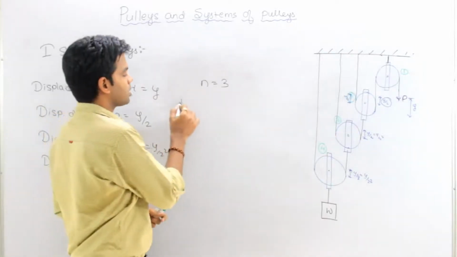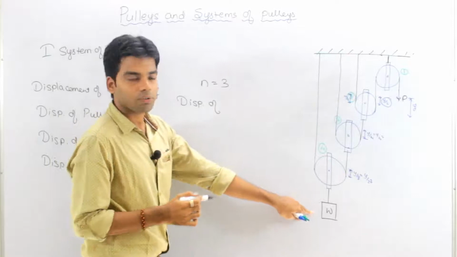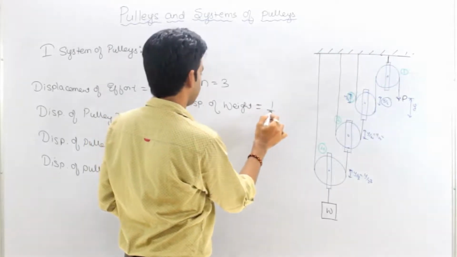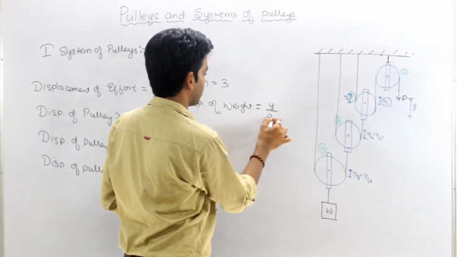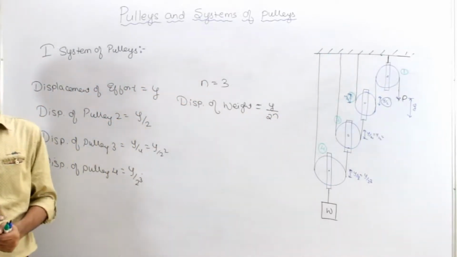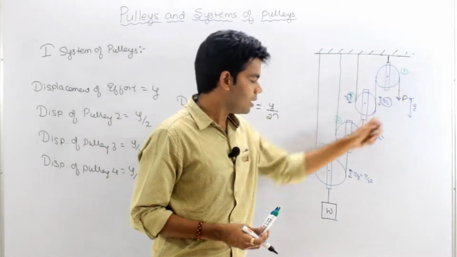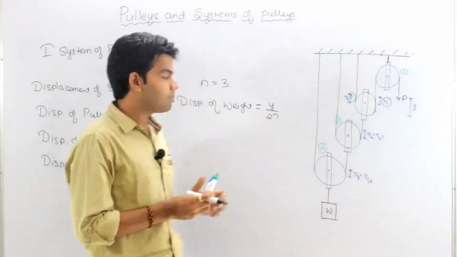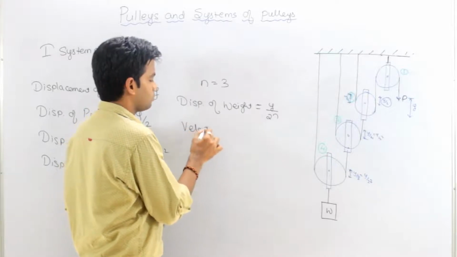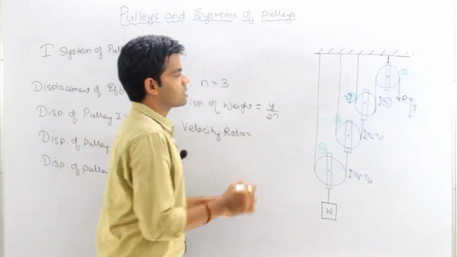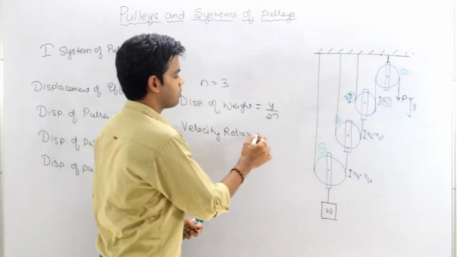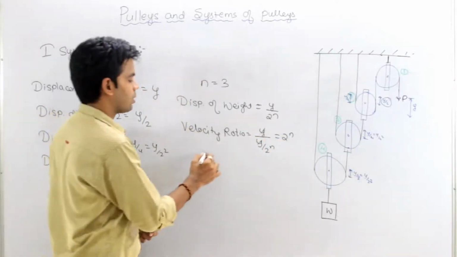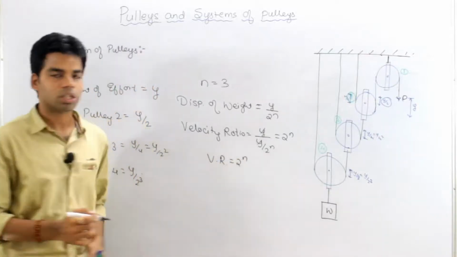So the displacement of the last pulley, or you can say the displacement of this weight W, will be equal to y by 2 raised power n for n number of movable pulleys. If this is displaced by a distance y, then this load will be lifted by a distance y by 2 raised power n. So what will be the velocity ratio now? The velocity ratio, as we know, is the distance travelled by effort to the distance travelled by load. So this will be equal to y by y by 2 raised power n. Y gets cancelled out, so this is equal to 2 raised power n. So we get the velocity ratio for the first system of pulleys as 2 raised power n.